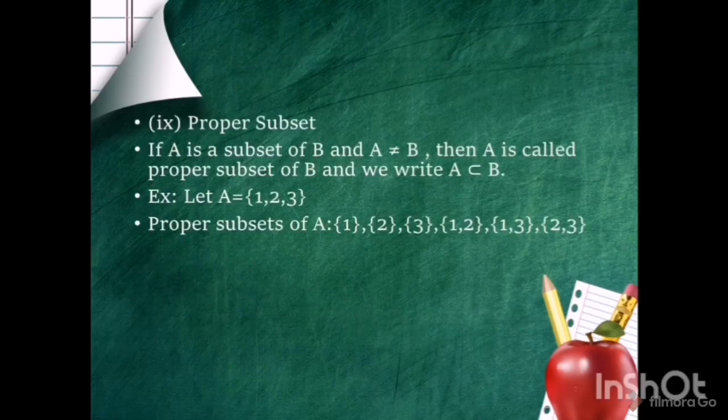Next is the proper subset. If A is a subset of B and A is not equal to B, then A is called a proper subset of B, and we write A is a proper subset of B. Example, let set A be equal to {1, 2, 3}. The proper subsets of A are {1}, {2}, {3}, {1, 2}, {1, 3}, and {2, 3}.